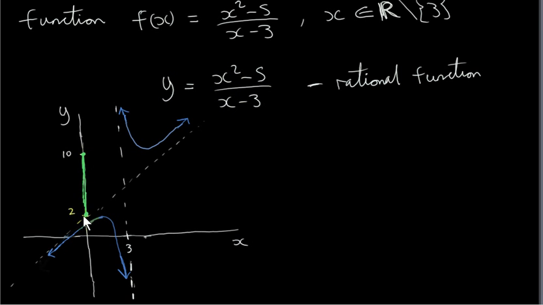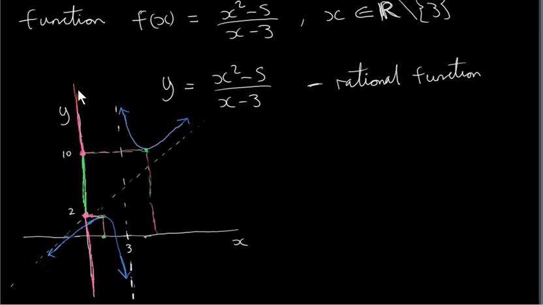As a matter of fact, at y equals 2, there is just one solution. And at y equals 10, there is one solution also. Just one solution. But for all other values of y, there are two solutions.